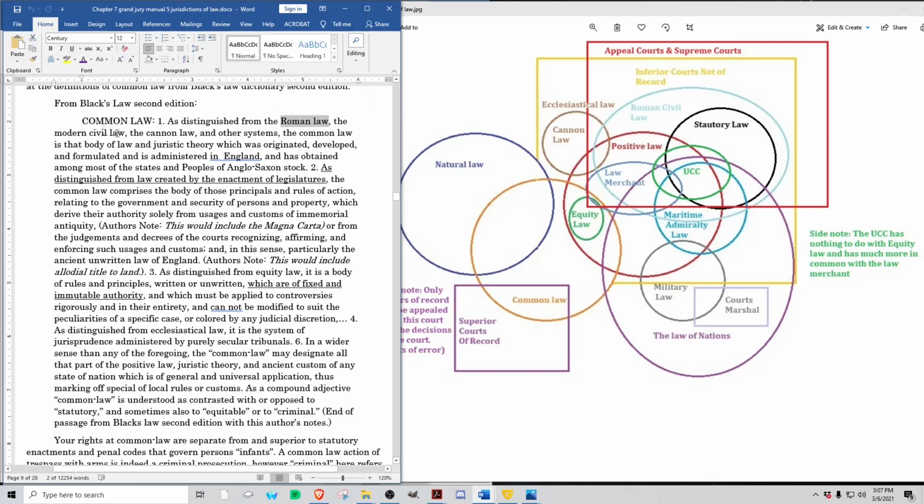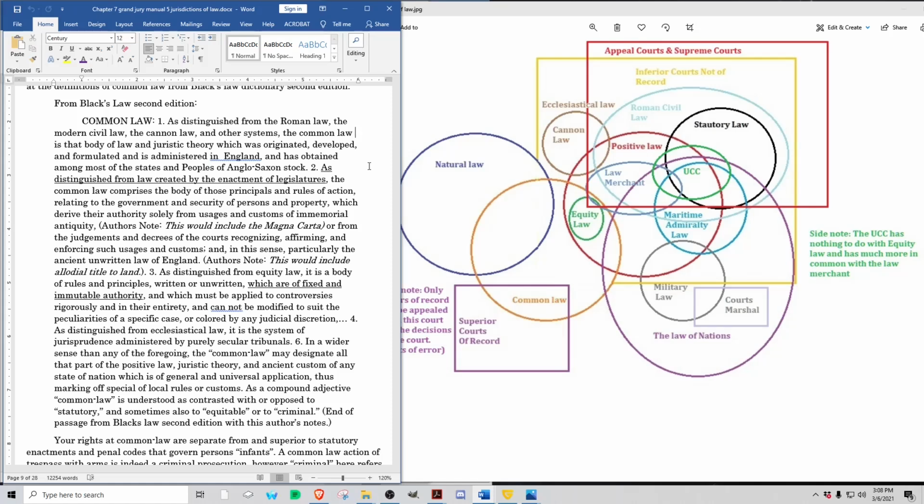The modern civil law, the canon law, and other systems. The common law is that body of law and juristic theory which was originated, developed, and formulated, and is administered in England, and has obtained among most of the states and peoples of Anglo-Saxon stock. As distinguished from law created by the enactments of legislatures, the common law comprises the body of those principles and rules of action relating to the government and security of persons and property, which derive their authority solely from usages and customs of immemorial antiquity.